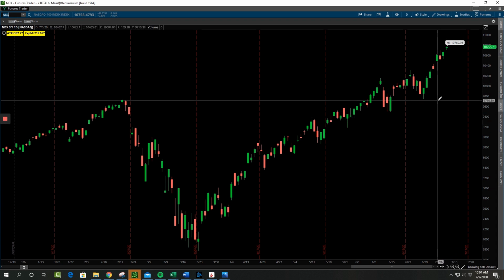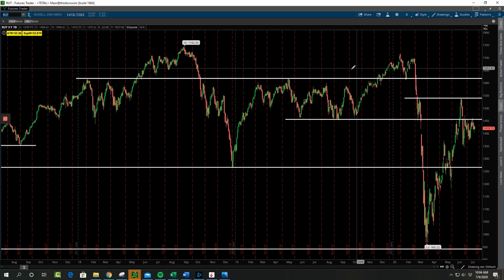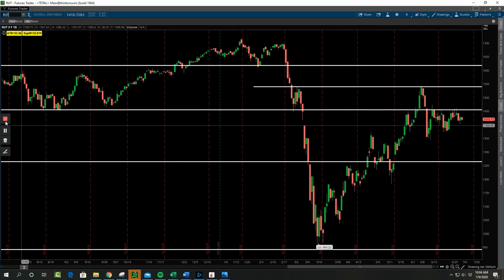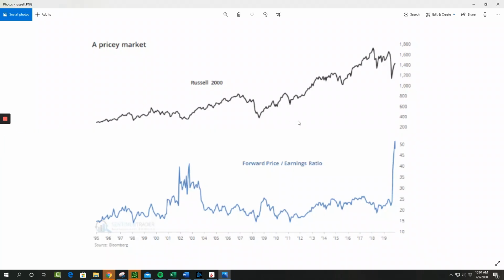And when we start talking about the Russell, there's something that is very concerning that I wanted to point out for you guys on a data set. Let's jump in. Here is a chart of the Russell 2000 and its forward price earnings ratio. It is extremely expensive. We are more expensive than we were in the dot-com bubble over here in the Russell. Price to earnings ratio of almost 50.